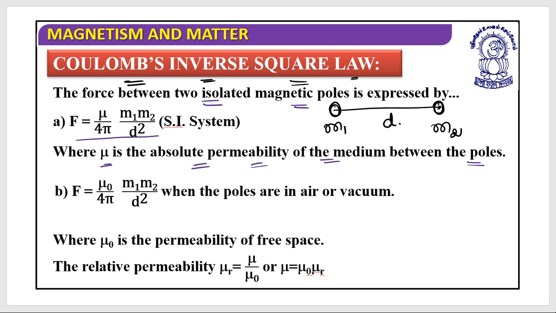When these two monopoles have been placed in air or vacuum, this F could be written as F is equal to mu naught by 4 pi into m1 into m2 divided by d square, where mu naught is the permeability of free space. The relative permeability can be written as mu r is equal to mu by mu naught, or we can say mu is equal to mu naught into mu r.